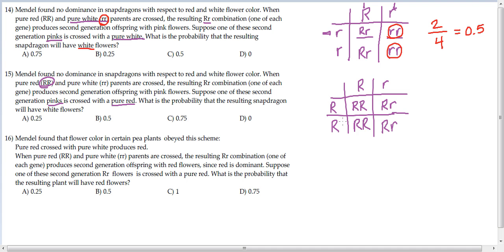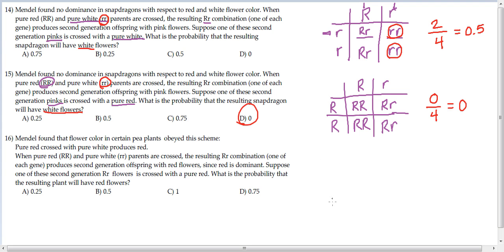Now the question says, what is the probability that the snapdragon will have white flowers? White flowers, remember, is the same as above: little r, little r. So how many of these are little r, little r? There's 0 out of 4. So this one is 0. It's D.